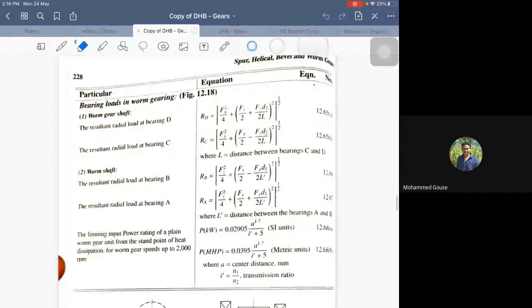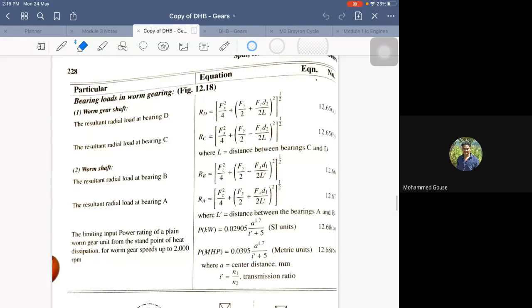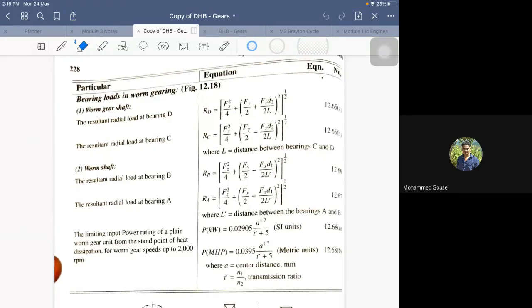12.68. Okay, yes, 12.68. Here is your expression. You can see here, this is what I was talking about. In this particular expression, if I substitute the value of power, which is given, and I have the value of I dash, which is given, the only unknown would be the value of A, through which I can calculate my center distance.